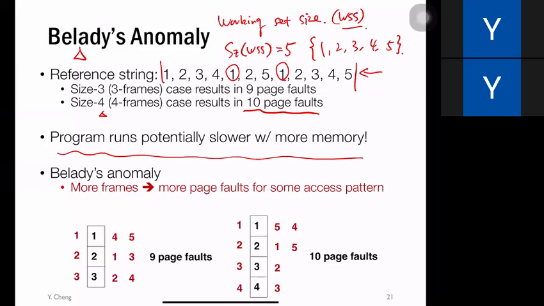So the working set size is 5, which is slightly larger than the capacity of the cache, which has a large chance to lead to this scenario called Belady's anomaly. And this is something interesting to always learn about.